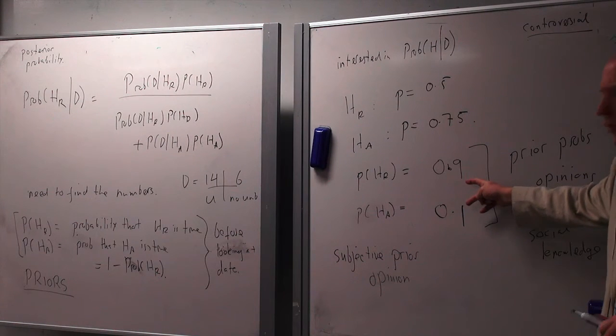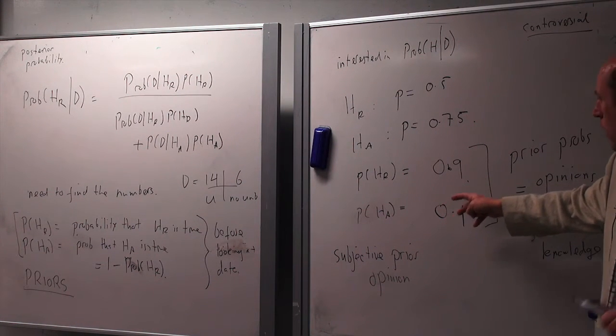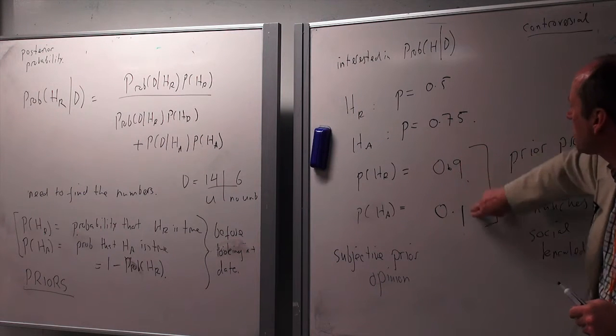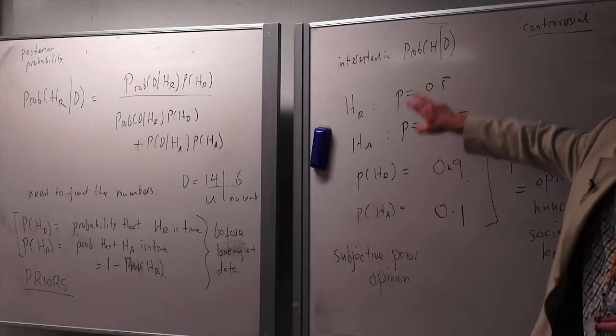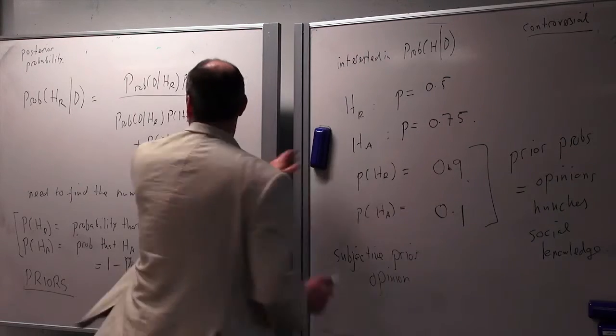Surely one of them's true, but we just don't know which one. I'm not saying that. I'm saying each one's got a certain probability of being true. How do those probabilities alter in the face of data? And we'll see lots of examples of how this process works.